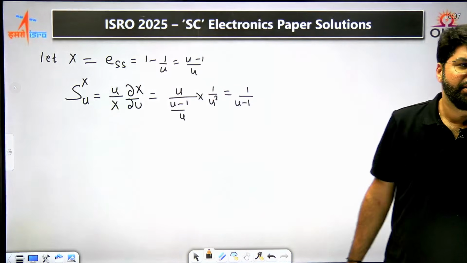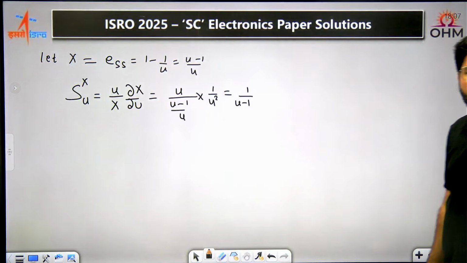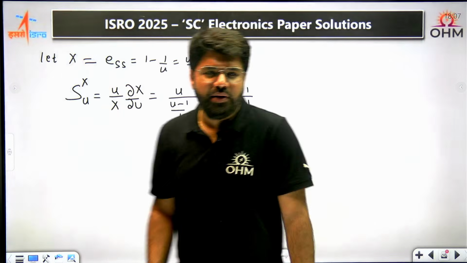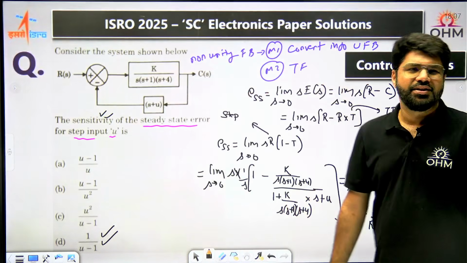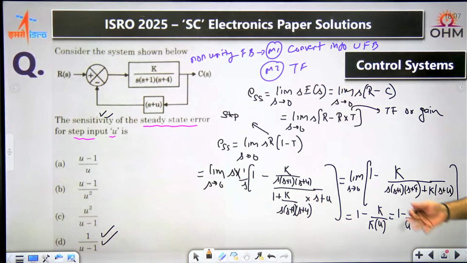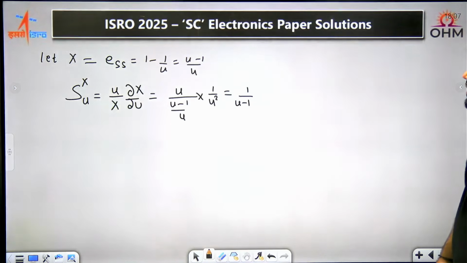That's it. Okay, that is the answer to the question. So this one is a little bit time taking, just calculating the transfer function, feeding into the error, and then calculating the sensitivity. I mean, not very lengthy, but as per the time we have in ISRO, this is a little time taking. The previous ones are very straightforward, as you know.